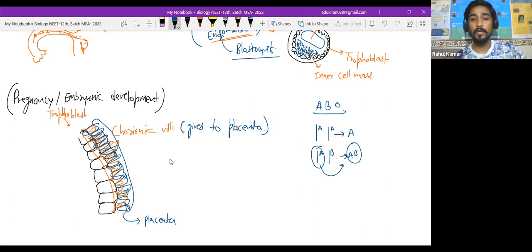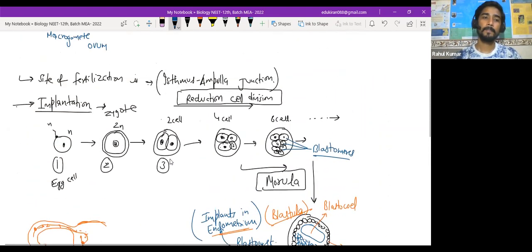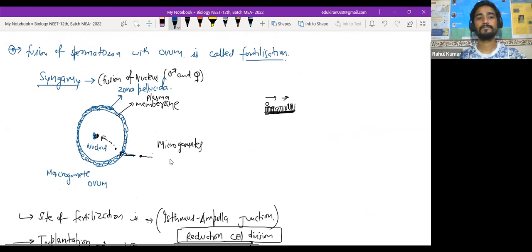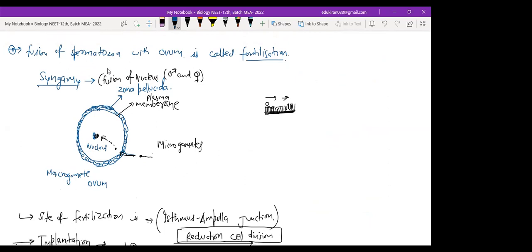Not every copulation results in fertilization. Just putting sperms in a female tract does not ensure fertilization. So if I ask you which event is a sure sign that fertilization has happened, it is syngamy. If syngamy has happened, zygote is formed.